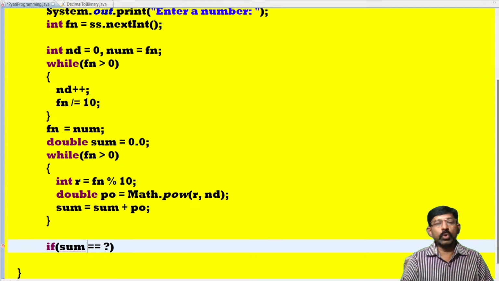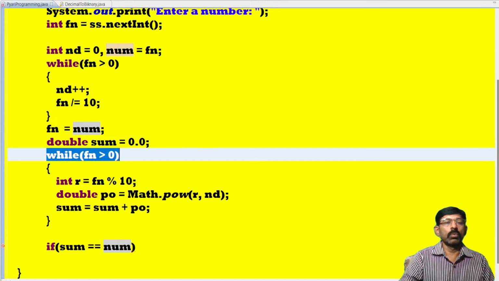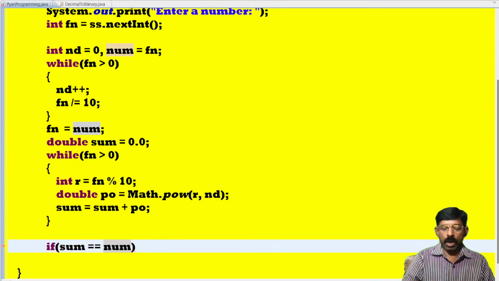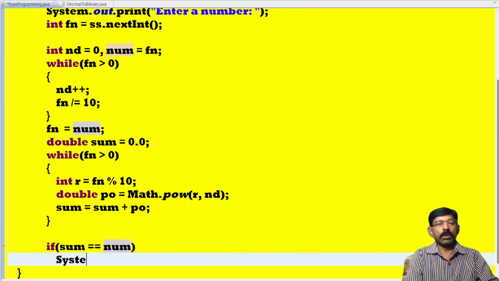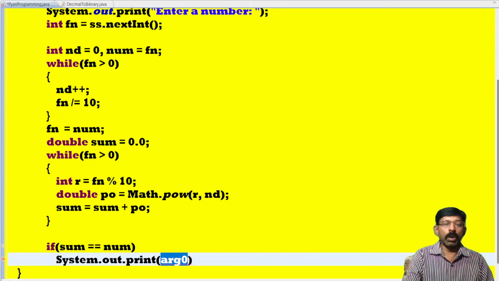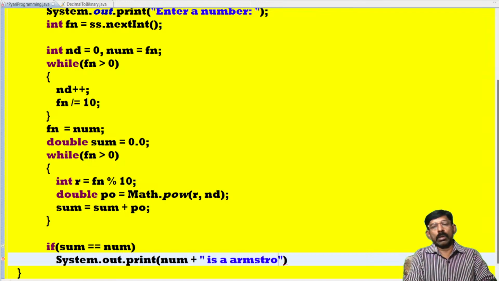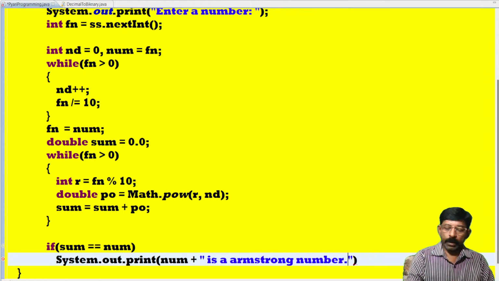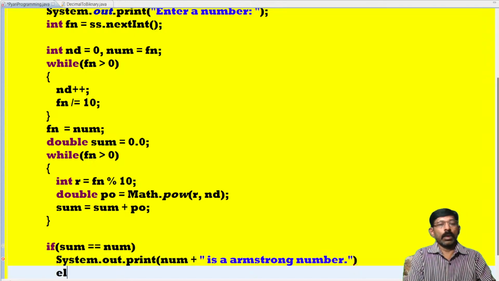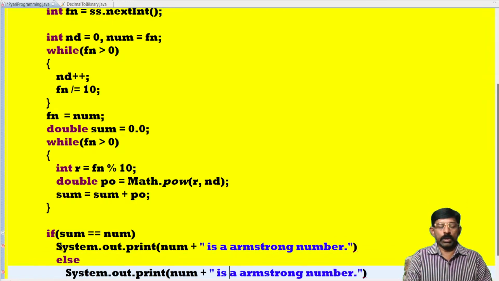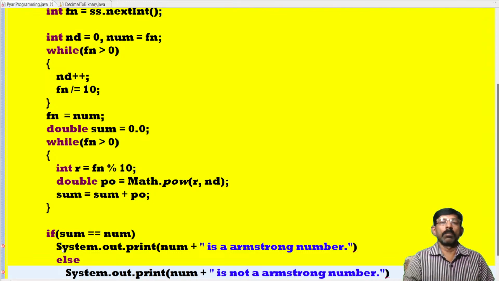Sum is equal to num. Why not fn? Because fn is 0. The original number lies with num. So I will display System.out.print: num is an Armstrong number, else num is not an Armstrong number.